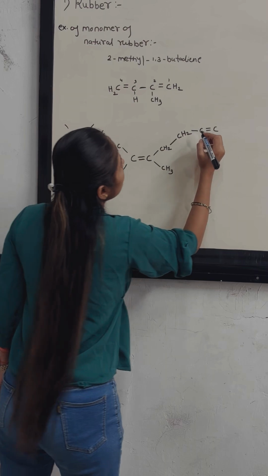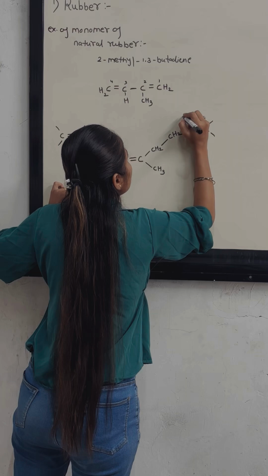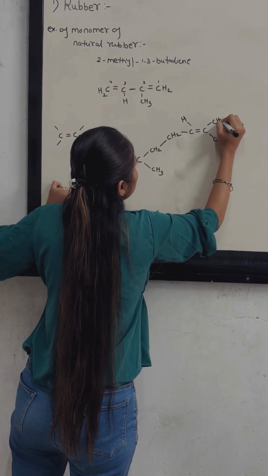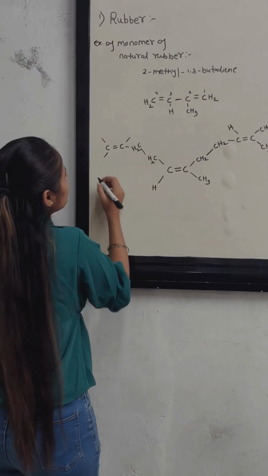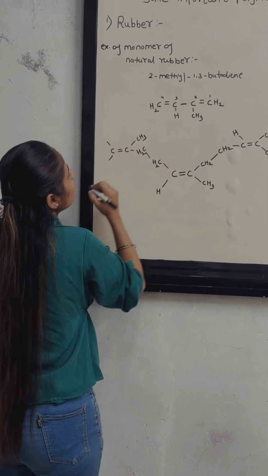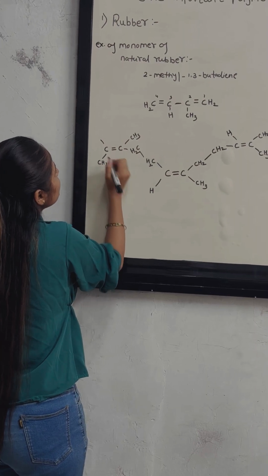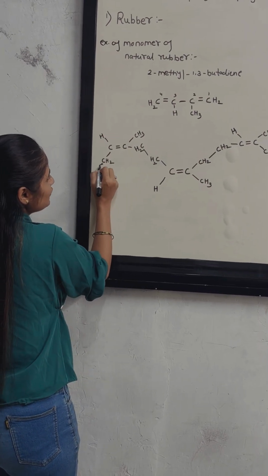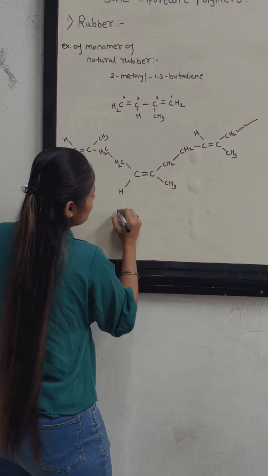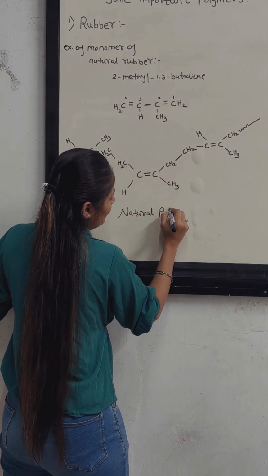Okay, so here is the CH2. So we have to write the H. And here then again CH3 and CH2. So this monomer is a continuation in this chain, forming the natural polymer structure, that is CH2 and H, and this CH2 is the continuation sign we have to give here. Okay, so this is the structure of the natural polymer.